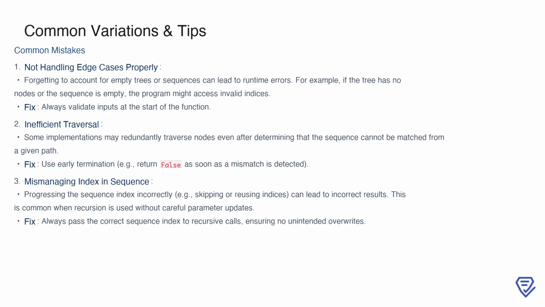Additionally, mismanaging the index in the sequence is a frequent pitfall. If you skip or reuse indices incorrectly during recursive calls, it can lead to wrong results. Be careful to pass the correct sequence index at every step to avoid unintended behavior.